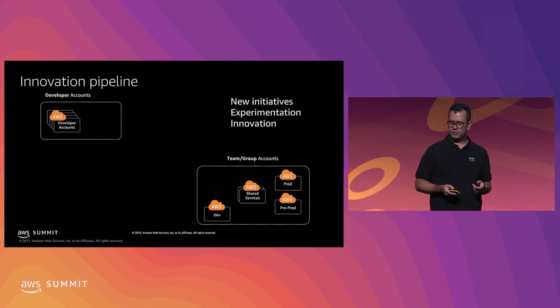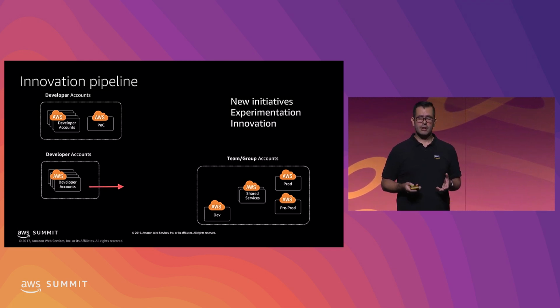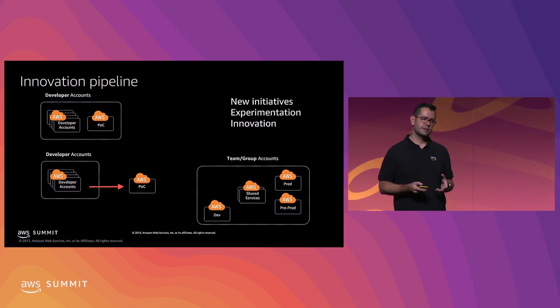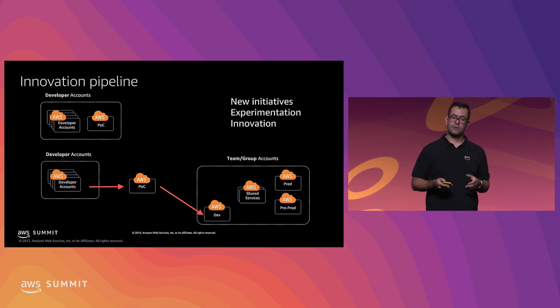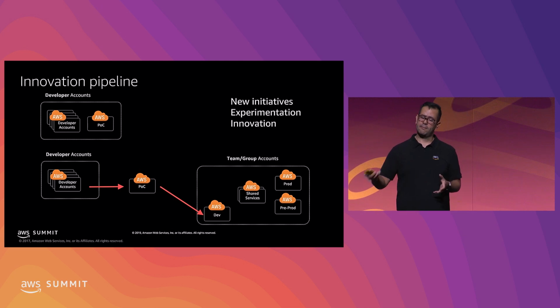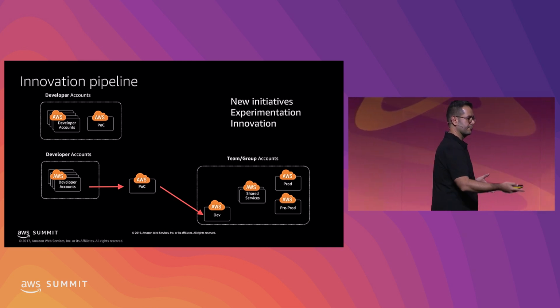So how is your innovation pipeline going to look like? We spoke about the sandboxing environment, and that's where things start. That's the ideation process. From there, you can move into a proof of concept, a specific account that you have dedicated to that. And once you're happy with it, you can promote that into your dev environment. And from there, it goes to dev, to pre-prod, and production finally.